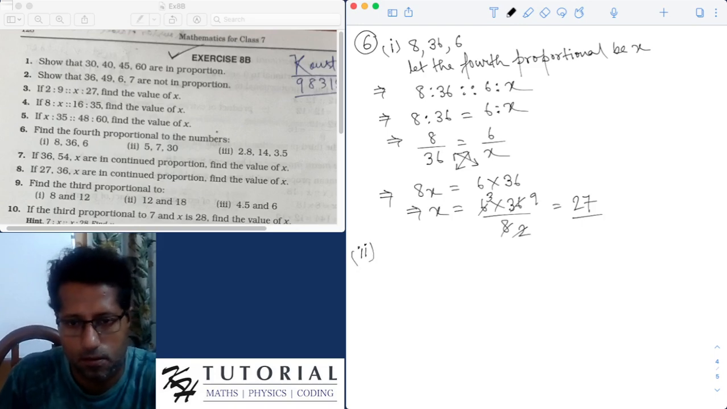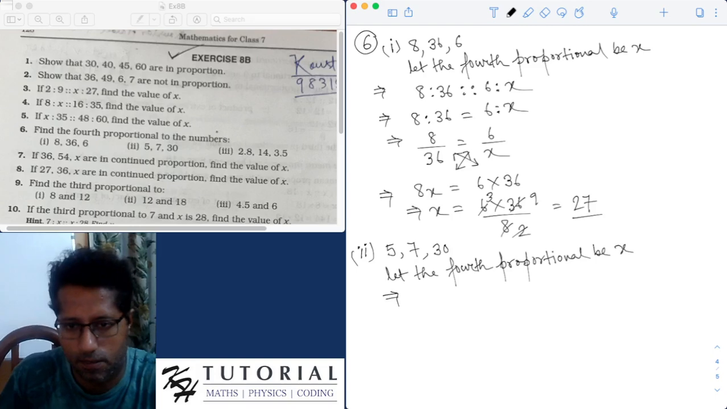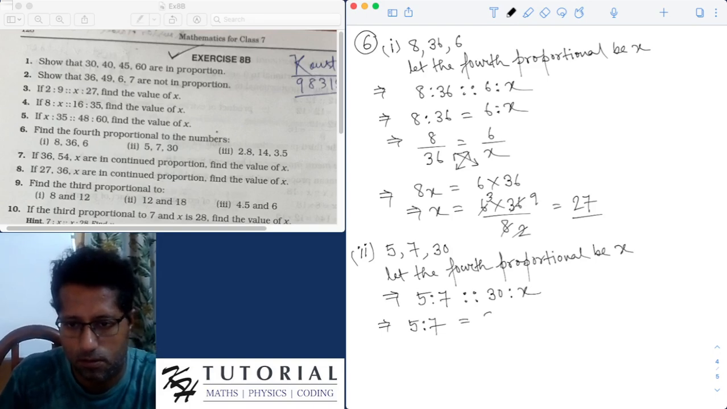Part 2: the first three terms are given as 5, 7 and 30. So let the fourth proportional be x. This implies 5 is to 7 is in proportion with 30 is to x. This implies 5 is to 7 equals 30 is to x.